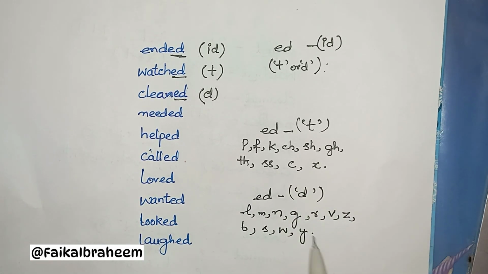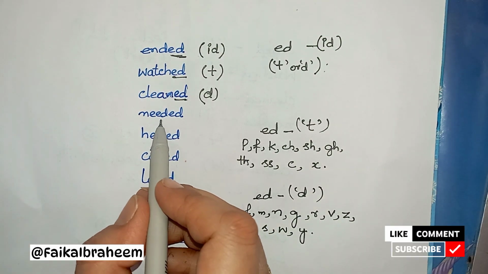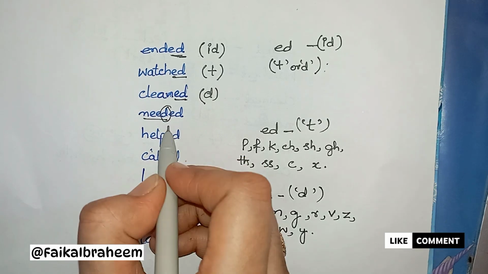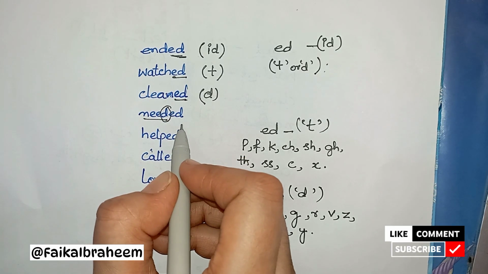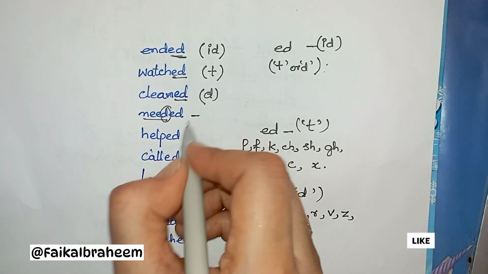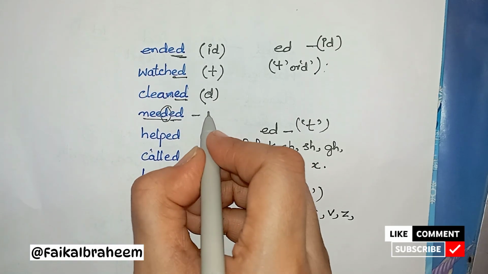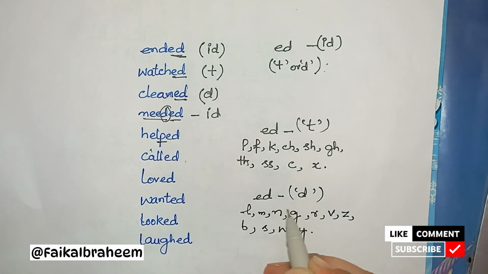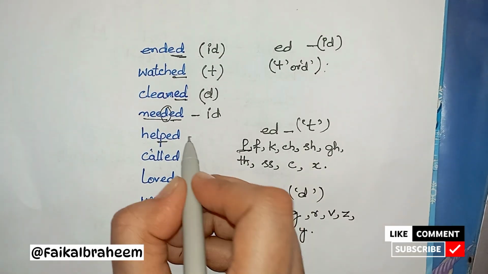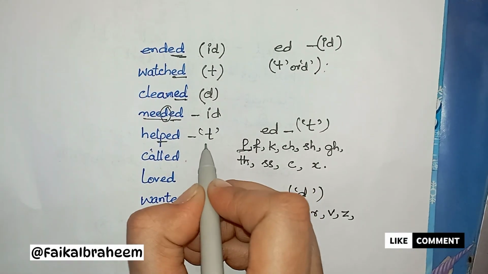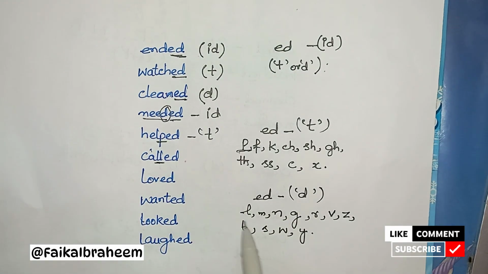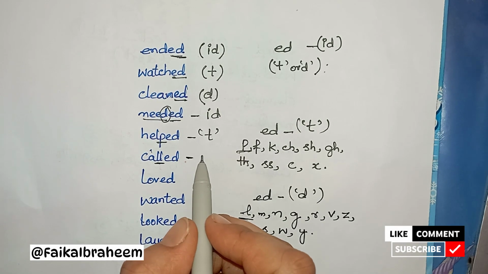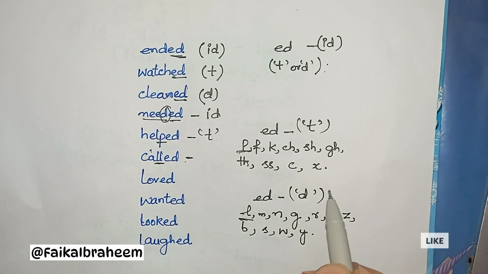Okay, so here we have needed. Need ends in D, so we pronounce ed as id. Here is L, helped, P, so we pronounce it as T. Help, called, L, so we pronounce it as D. Called.